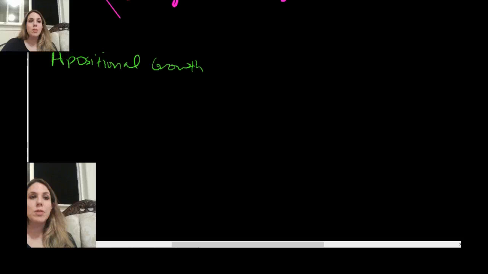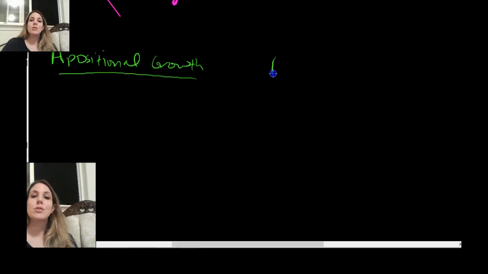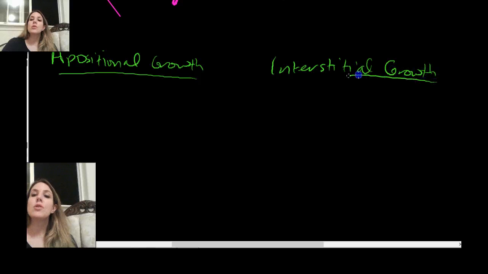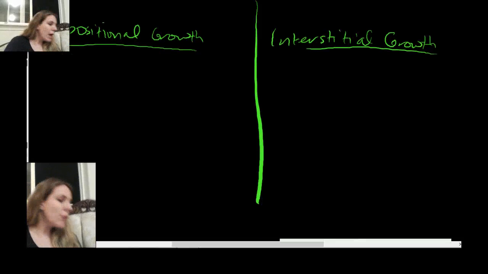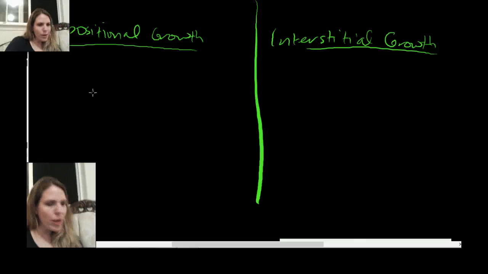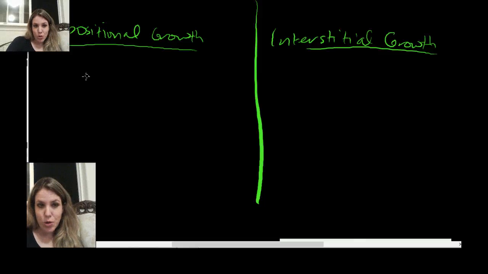So two forms here. We're going to talk about appositional growth versus interstitial growth. I'll move that down because I know my face is probably blocking that. Let's draw a line so we can compare and contrast. Now, appositional growth, I sort of think of it as like rings on a tree.